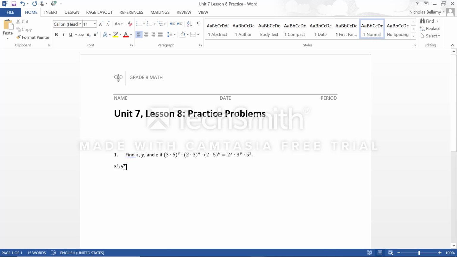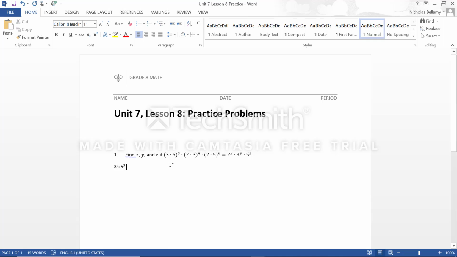So if I had this, remember, my bases can be multiplied, but my exponent or my power just stays the same, because it's going to be 3 times 3 times 3, and this is going to be 5 times 5 times 5. So I have 3 groups of 15 to the third power. Okay. So then I do the same thing for this one here.